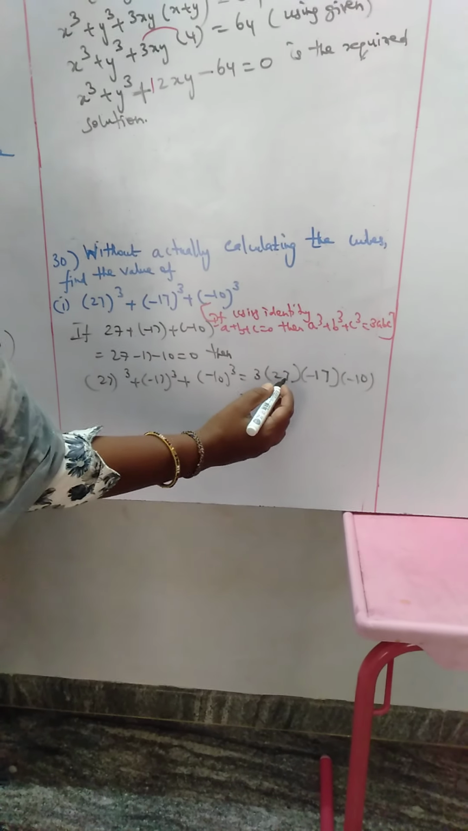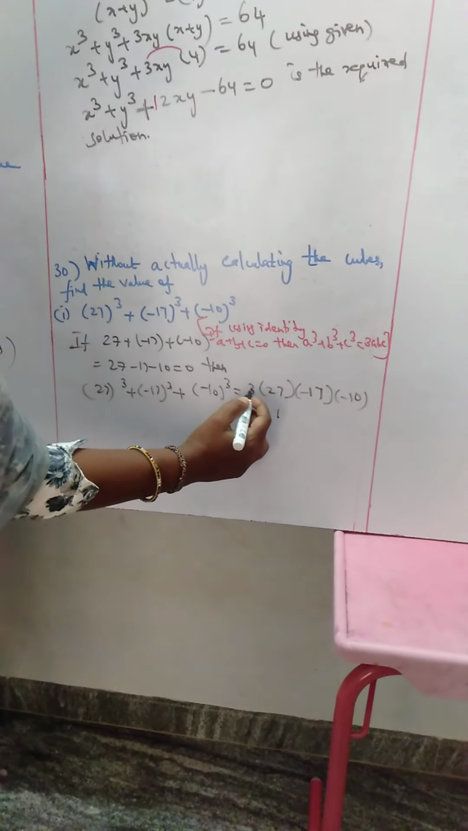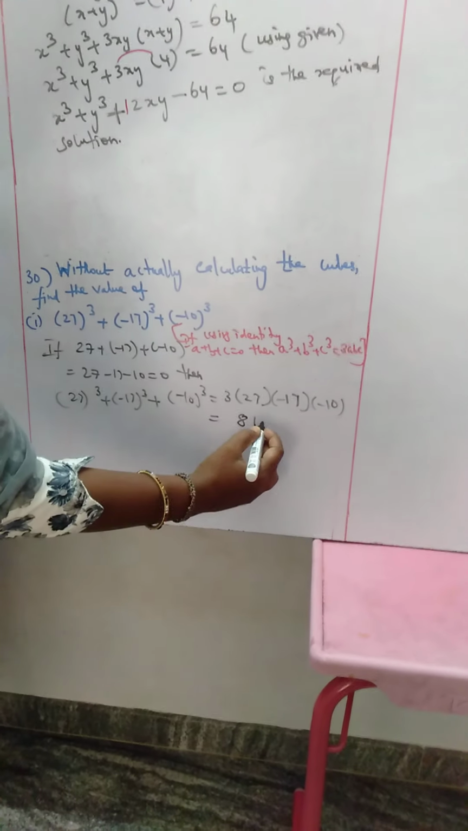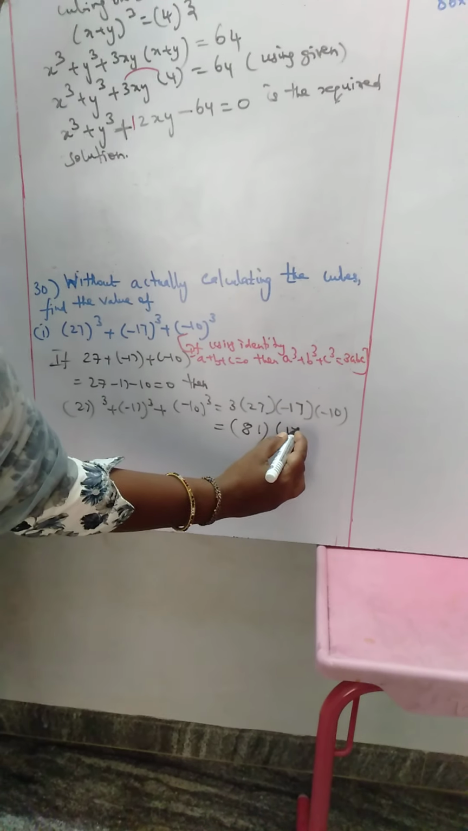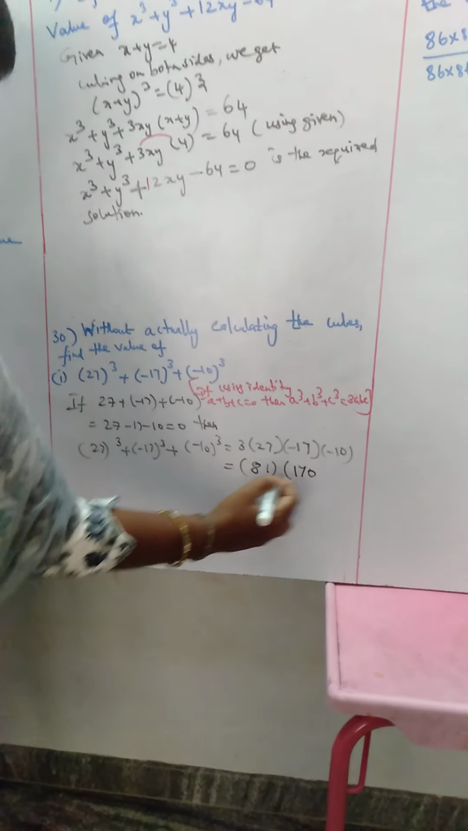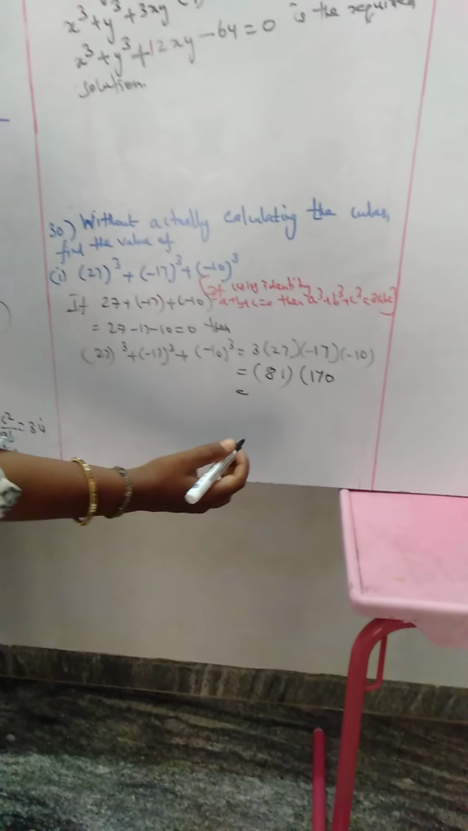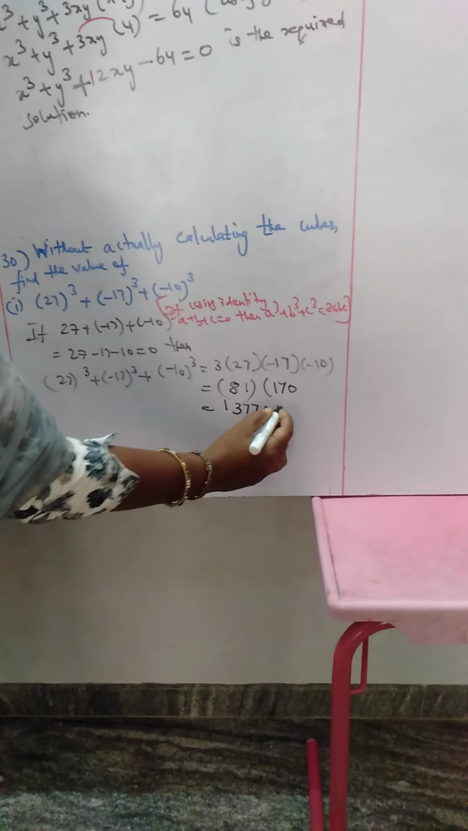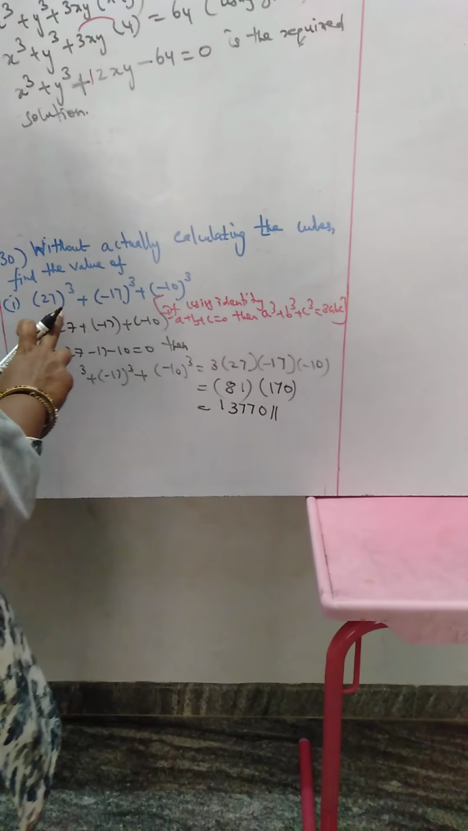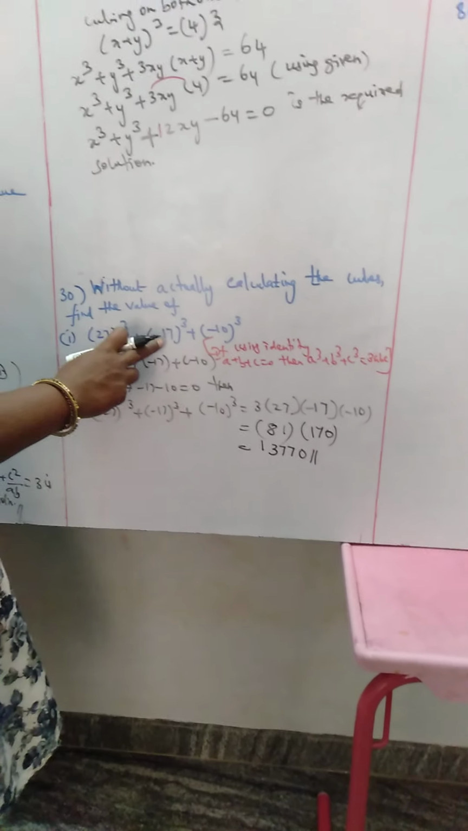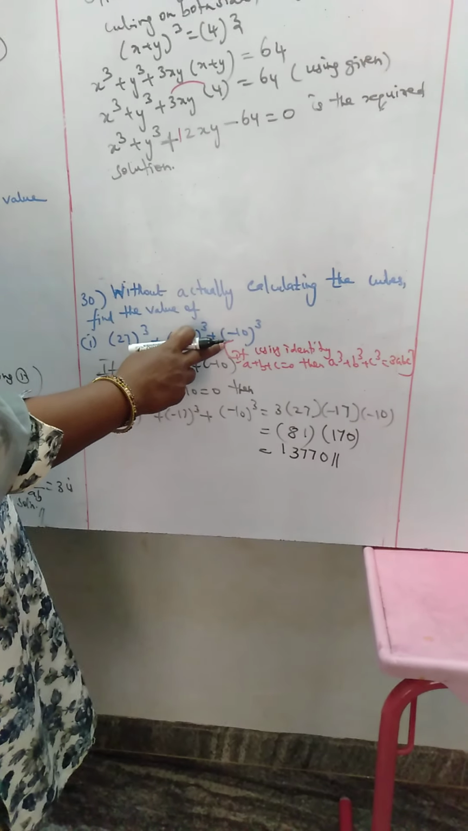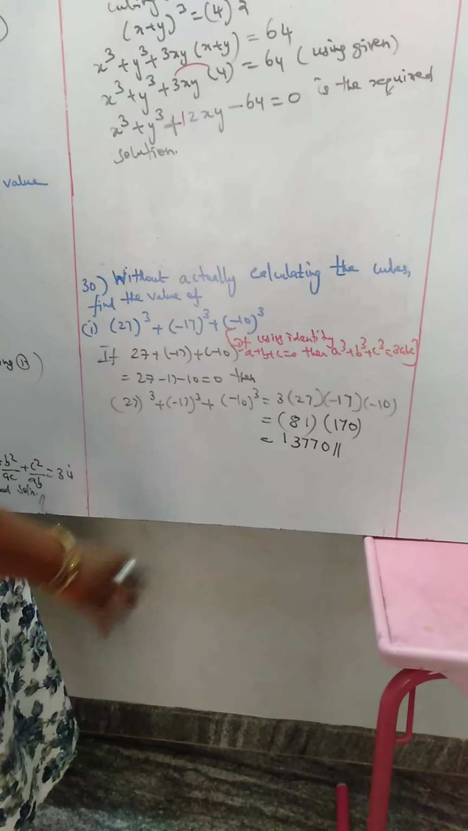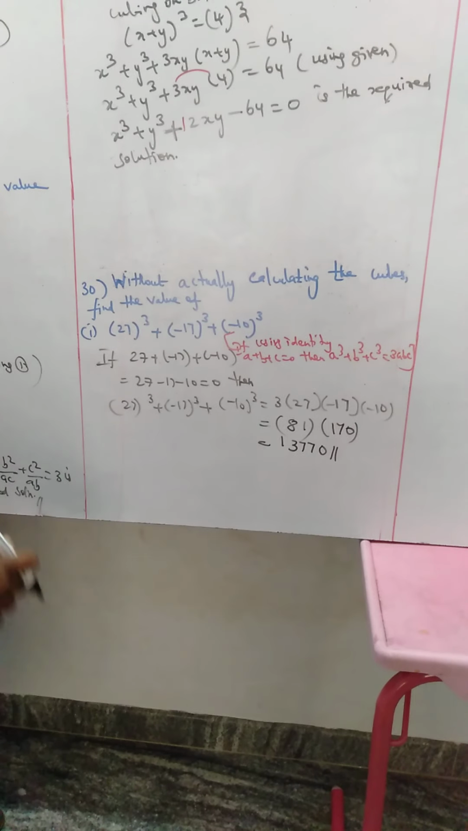If you multiply this, 7 3s are 21, 1 2 6 7 8, then minus into minus becomes plus, that is 170, which can be written as 13770. This is the solution of 27 cube plus minus 17 the whole cube plus minus 10 the whole power 3. This is the solution for this one.